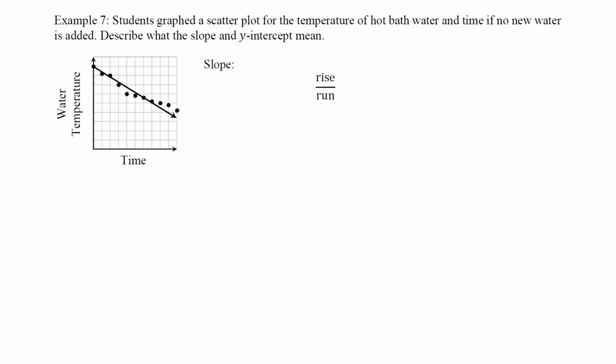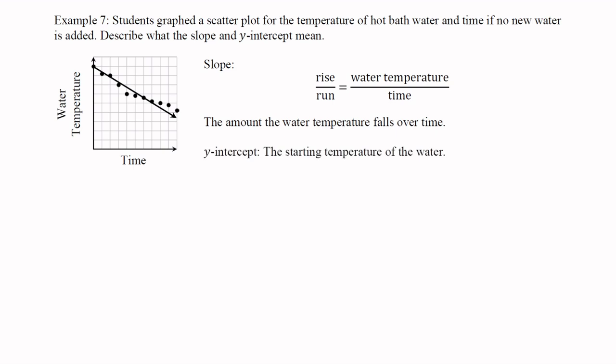So here we're going to do some interpretation. Our slope is rise over run. So our rise here would be our water temperature, which is our y-axis, and our run is time, which is our x-axis. So the amount the water temperature falls over time is what our slope represents. And the reason we say fall is because our slope is decreasing. We have a negative slope in this graph. The y-intercept is the starting temperature of the water before the temperature begins to drop.